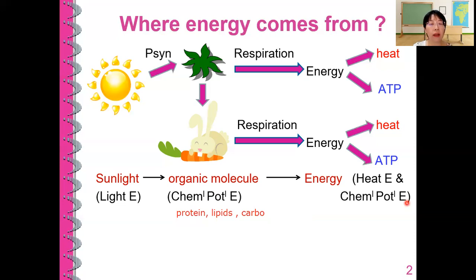So for respiration, out of the energy produced, heat and ATP, how many percent of energy is ATP? Megan? Is it 98? No, not 98. 98 is just too much already.